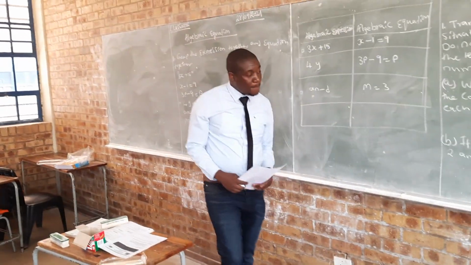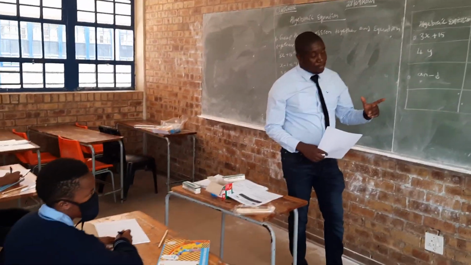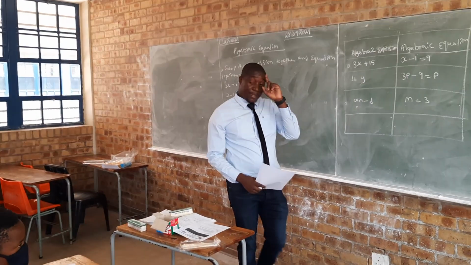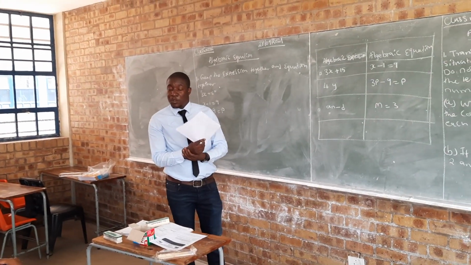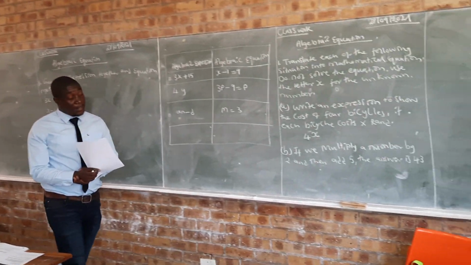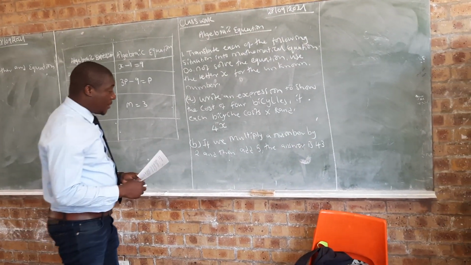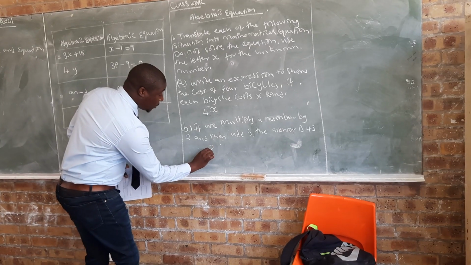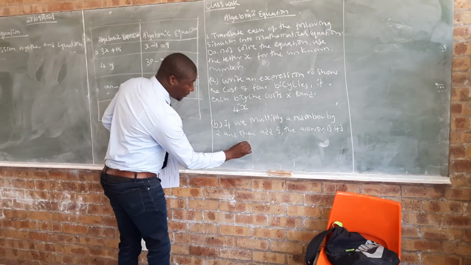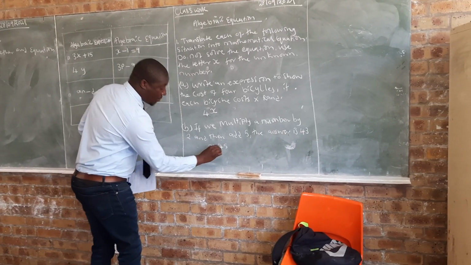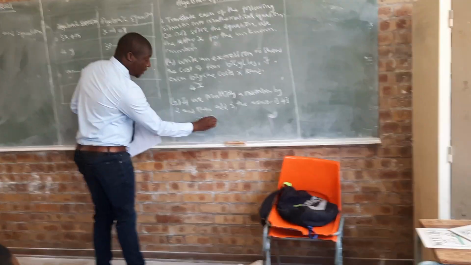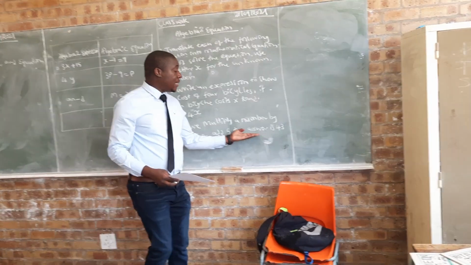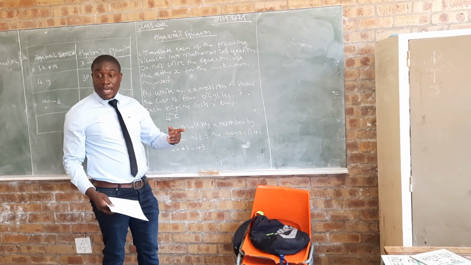What would be the answer here? If we multiply a number by 2 and then add 5, the answer is 43. What would be the equation? 2x plus 5 equals 43. Because the answer, it represents the equal sign.